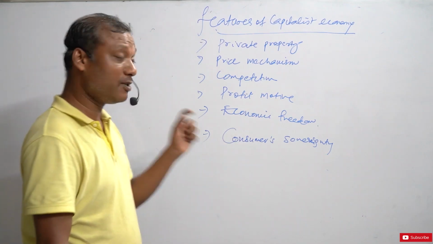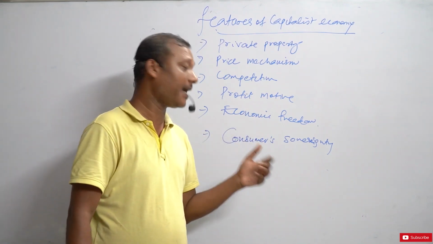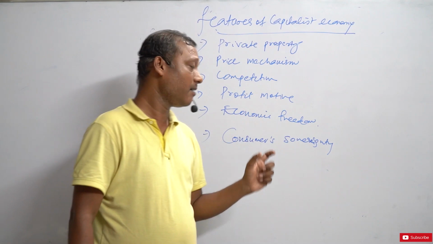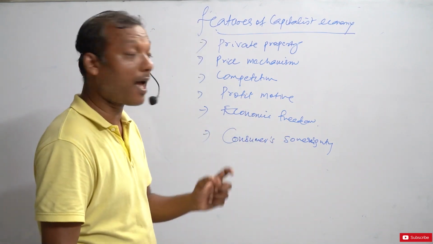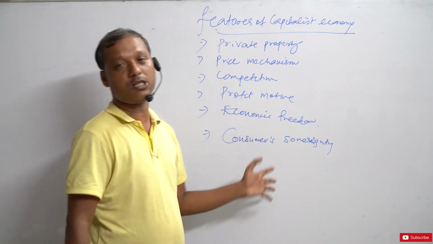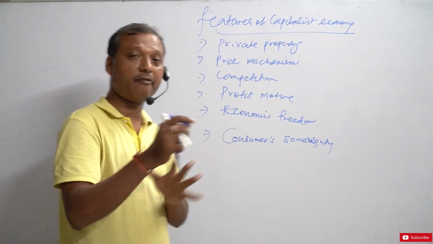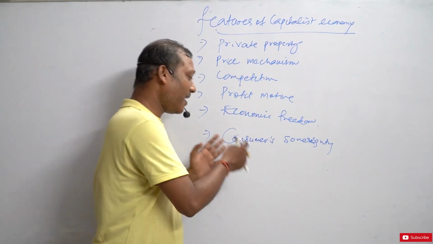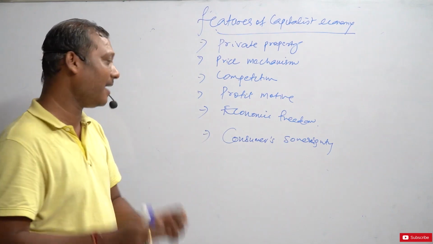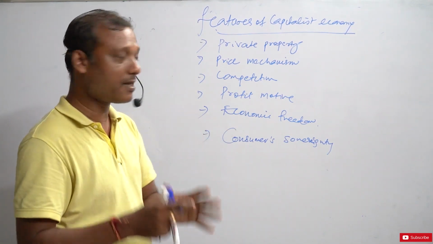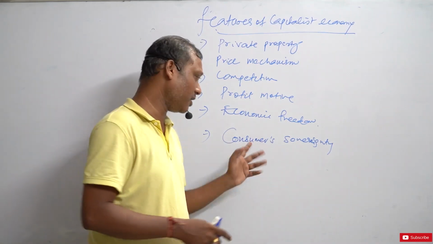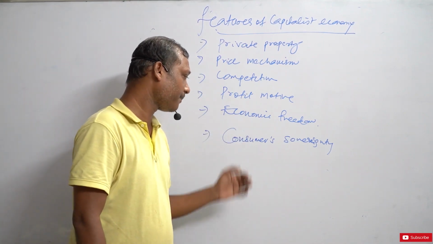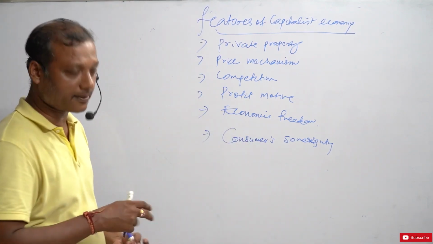You should understand that consumers play an important role, and their sovereignty is most important. Producers will produce according to the requirements and needs of the consumers. At no point of time can producers deviate from the demand of the consumers. They have to anyhow meet the demand and produce as per the demand of the consumers. This is one more point of a capitalist economy. So we have discussed economic freedom and consumer sovereignty.